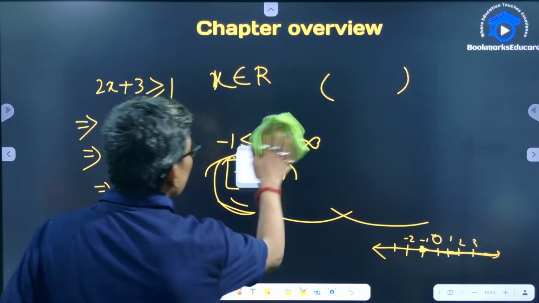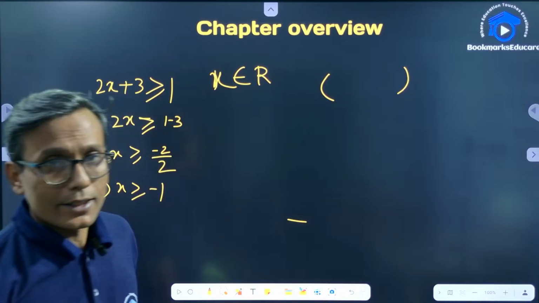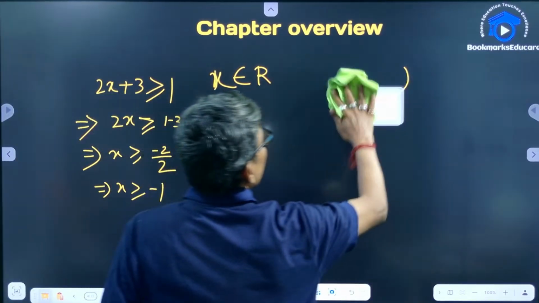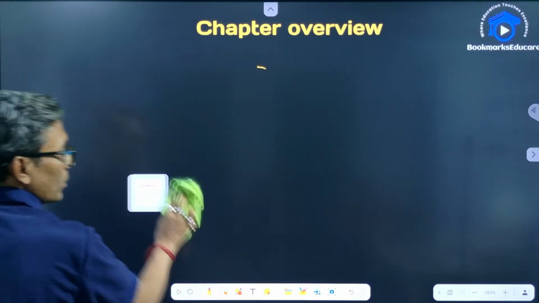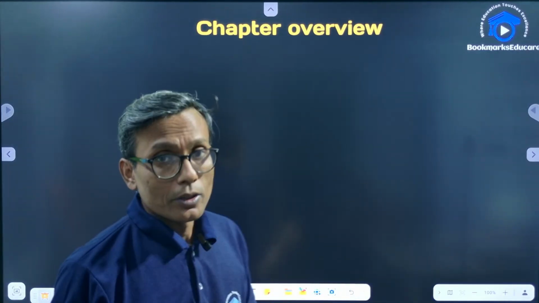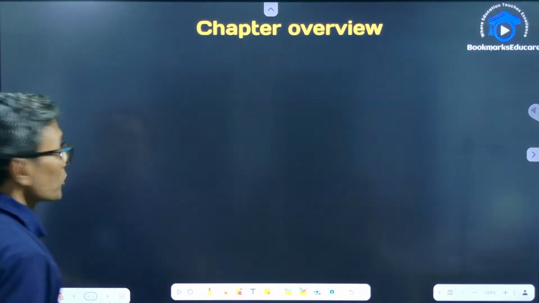So now we see some properties or characteristic features of inequation or inequality. We will see some properties in inequation. There are some properties.